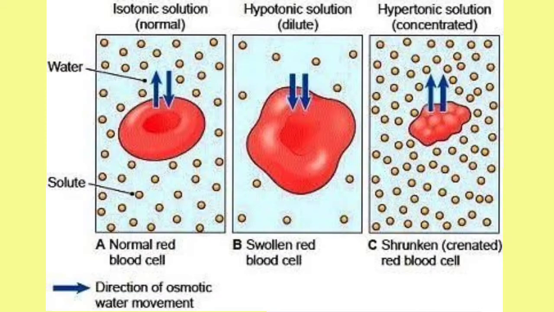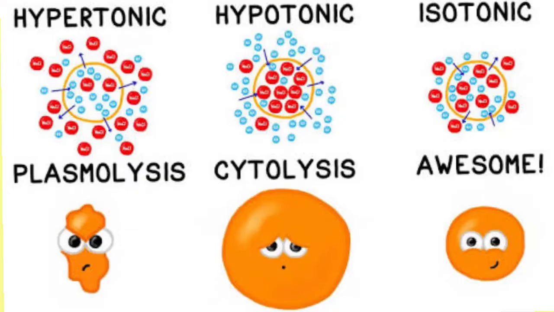What is isotonic? If a cell is placed in isotonic solution, then what will happen? On both the sides, water molecules will not pass. Neither will it go inside the cell nor outside the cell. Why? Because on both the sides, the solution has the same concentration level. So no movement will be there. So what will happen? Neither will the cell shrink nor swell.